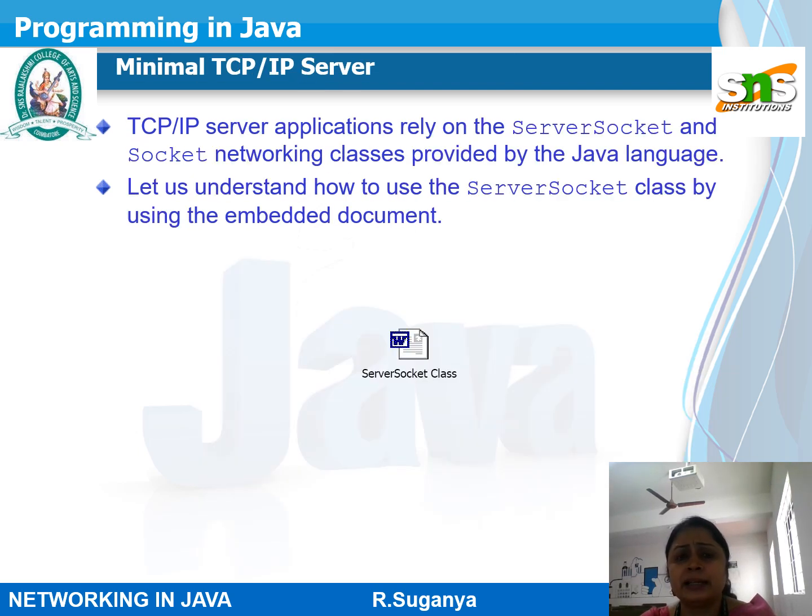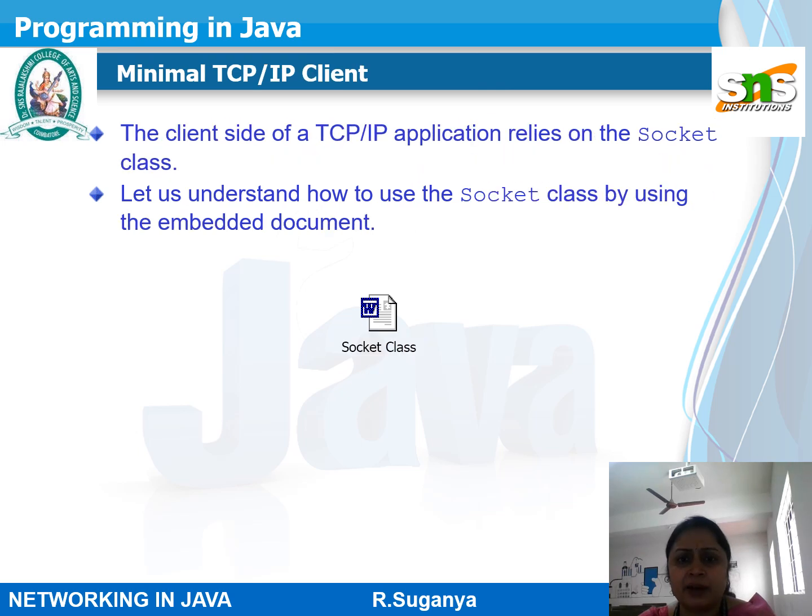Now a minimal TCP/IP server. Here is the server socket. In Java, we can write code by establishing a connection. We have one example here. Let us see the example of the particular Java program. And then we also have the socket class that is being used.